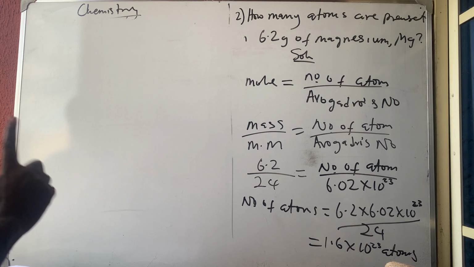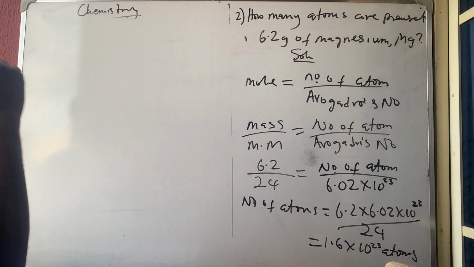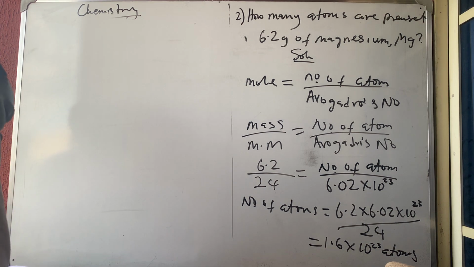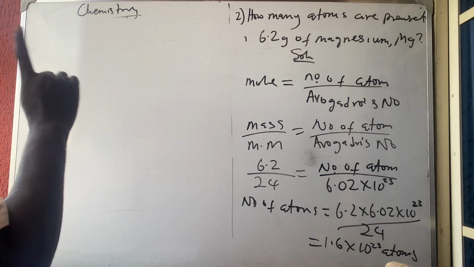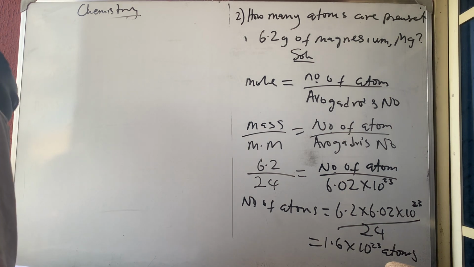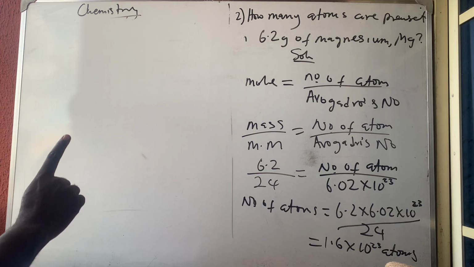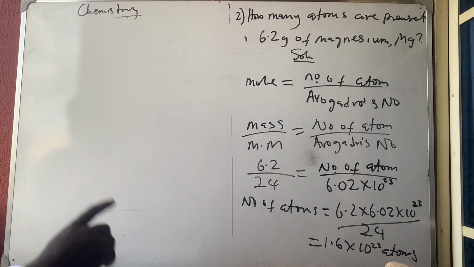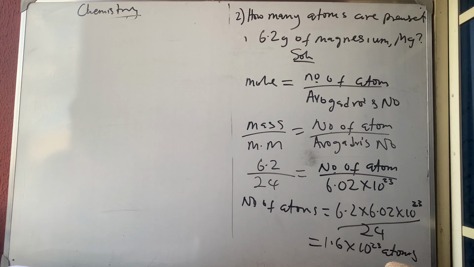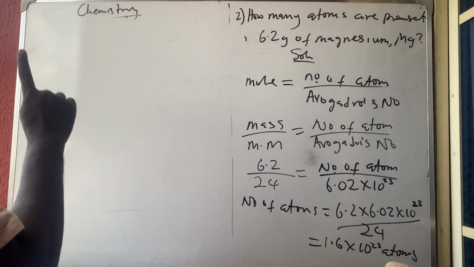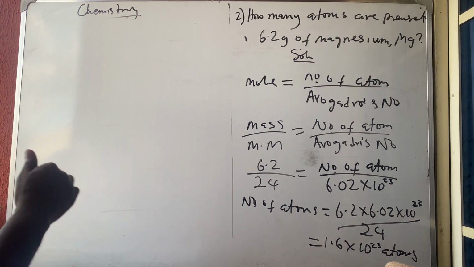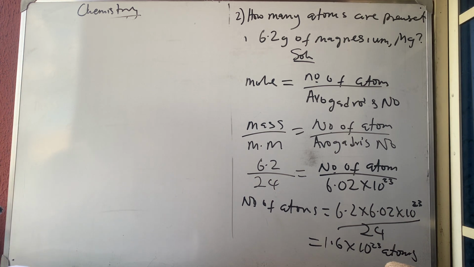Please note that the number of particles in just 1 mole of a chemical compound is equal to Avogadro's number. So Avogadro's number is the number of particles in 1 mole of a chemical compound. So take that, please write that. Okay?